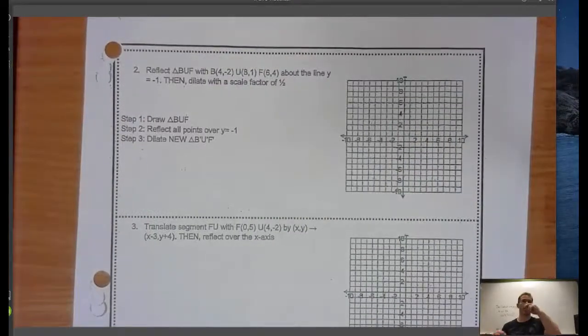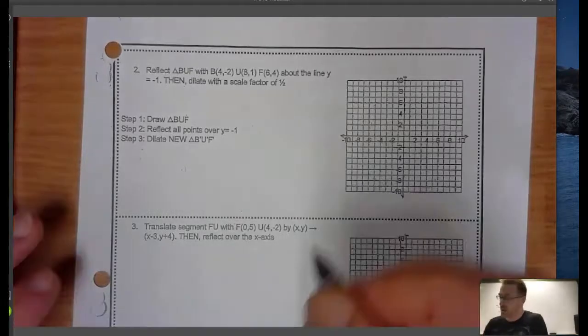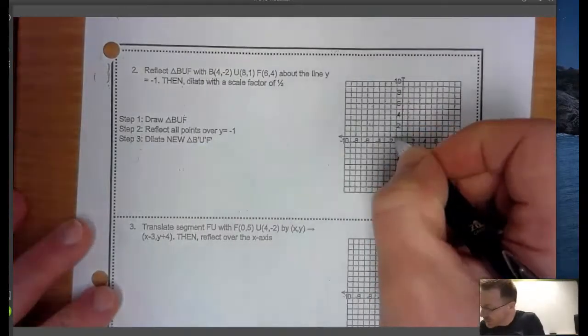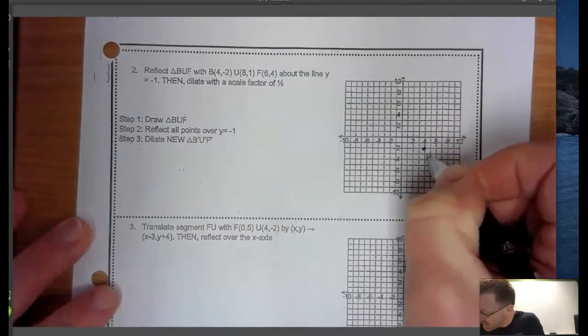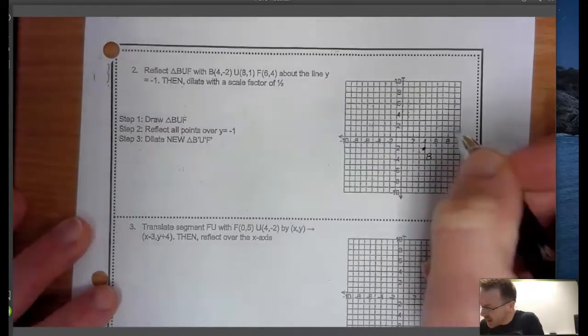All right, so draw triangle BUFF. B is 4, negative 2. So there's B. U is 8, 1.